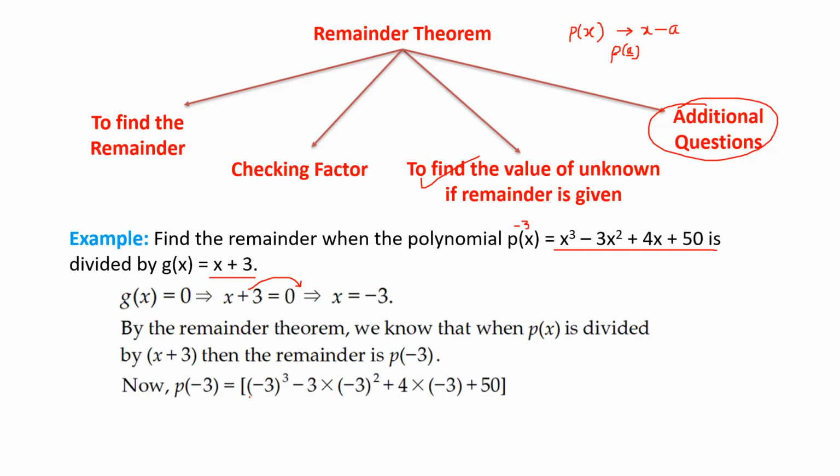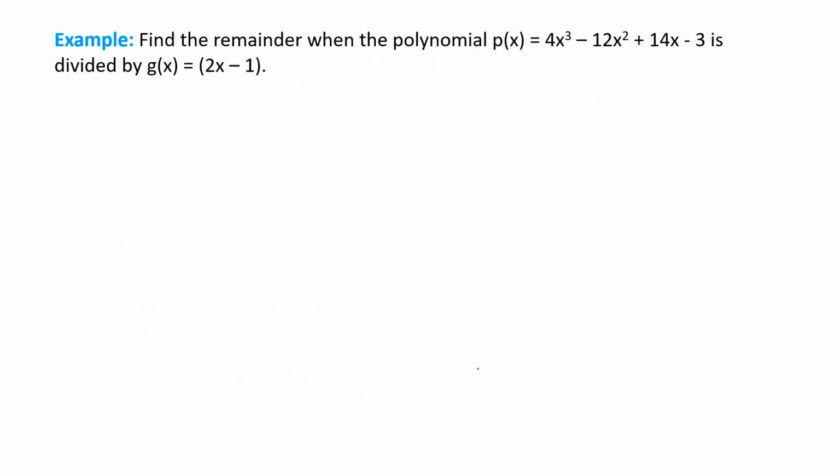चलो substitute कर दिए. So minus 3 whole cube is equals to minus 27. This will also be minus 27, minus 12 plus 50. So minus 27, minus 27, minus 54, minus 12, minus 66 plus 50, we will get minus 16, right? Minus 16. So this is the required remainder. We'll see one more example.